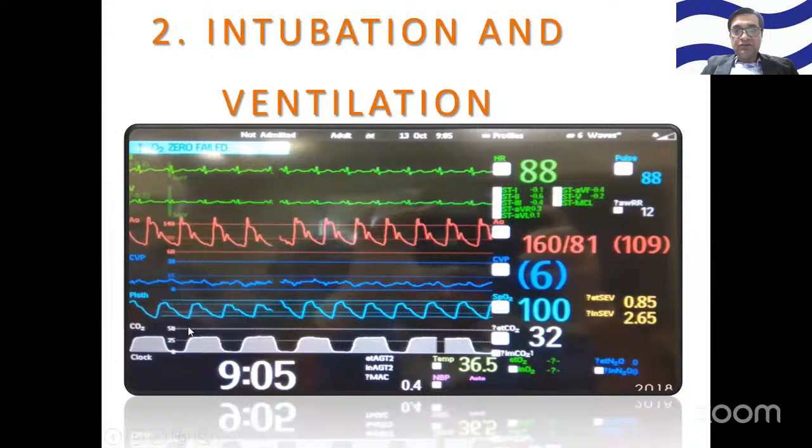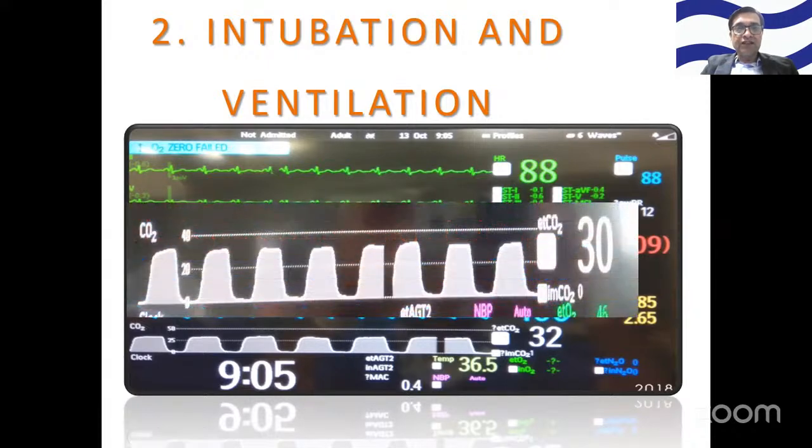And then once intubation and ventilation is started, you can get this kind of squarish waveform. Typical phase one, phase two, phase three, and phase four, right? With the baseline at zero, right? So this is the typical squarish waveform you should be getting. Great.